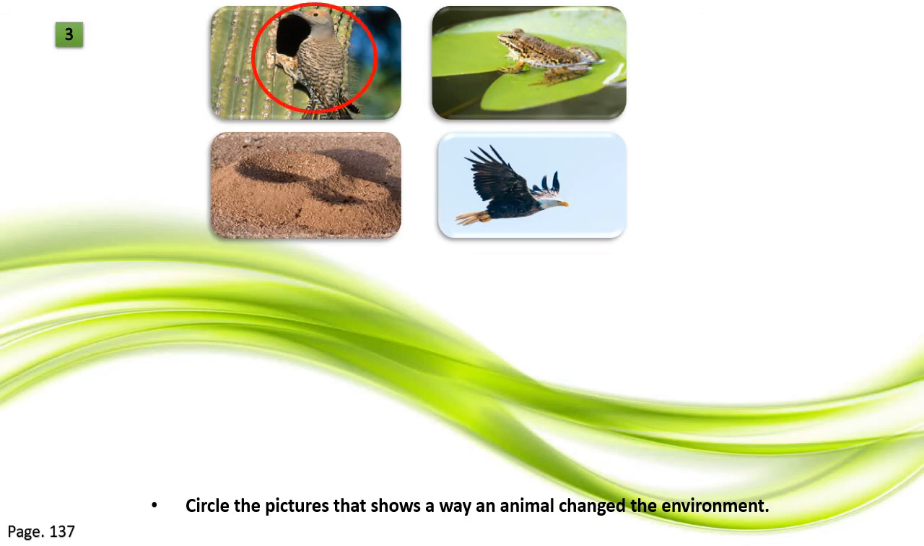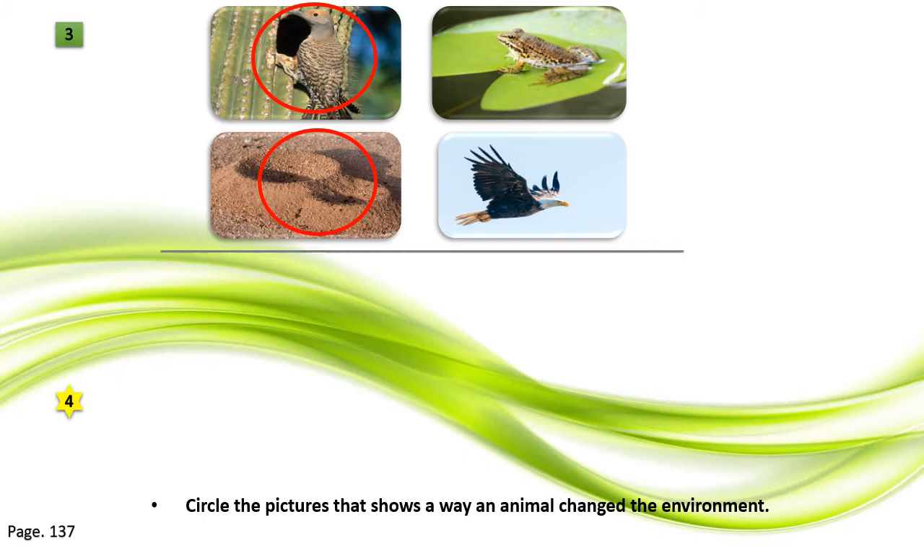Excellent job! We will circle the picture of the bird on a cactus. This bird changed the environment by making a hole in the cactus. We are also going to circle the picture of the soil. In this picture, we can see that termites change the environment by building their mounds.